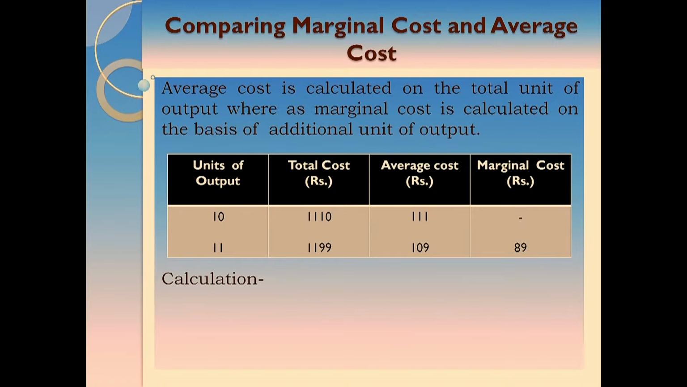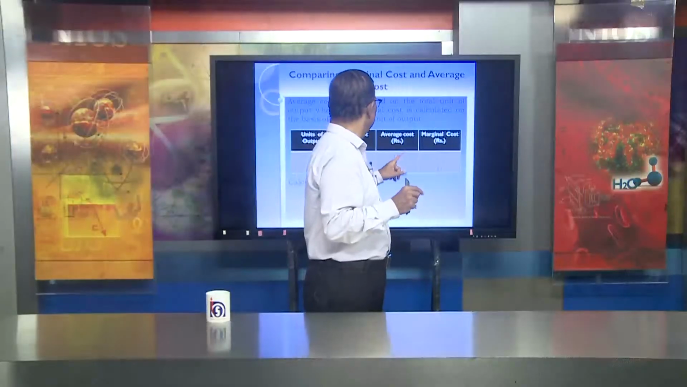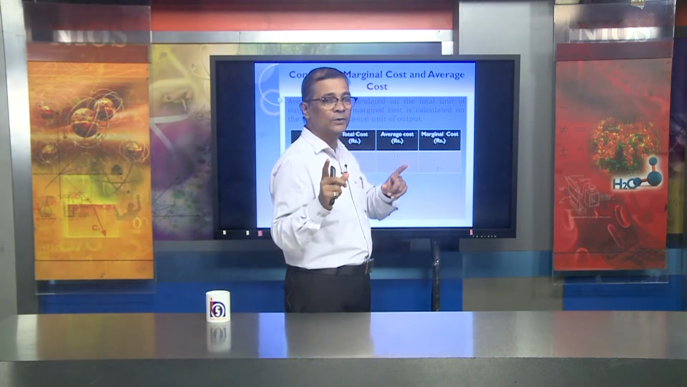And increase in output, that is delta Q. Then what happens? Divide 89 by 1. Change in cost divided by change in output. So 89 divided by 1, result is 89 rupees. So this way we can calculate marginal cost.